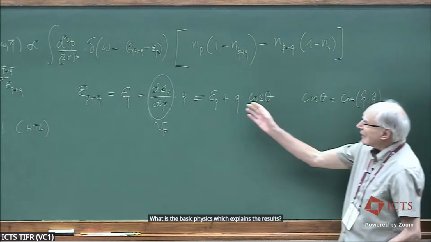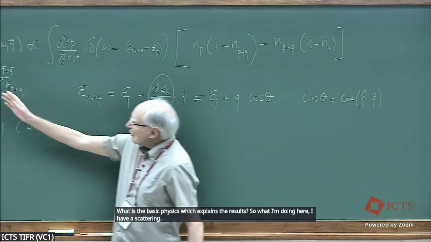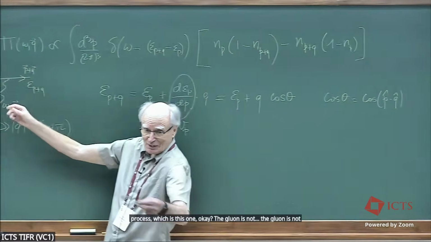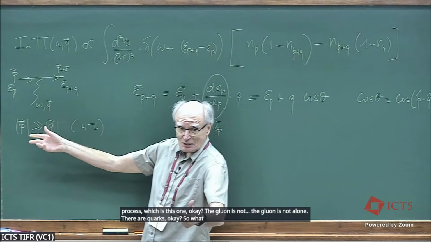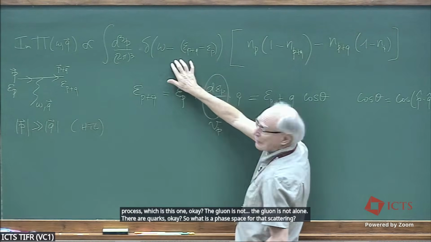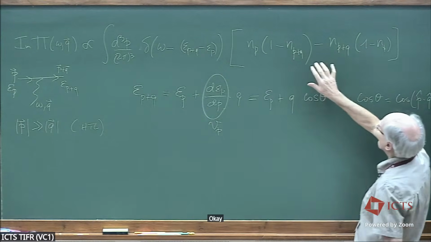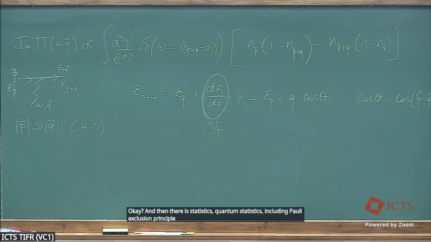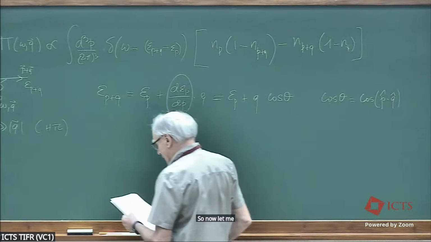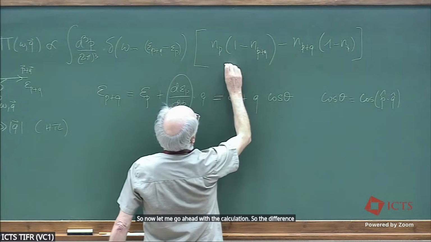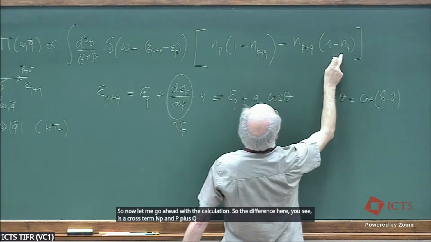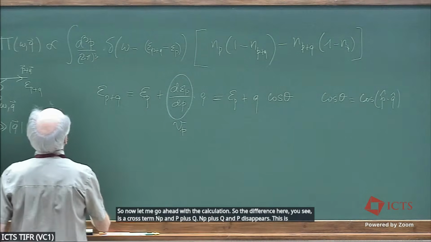So what I'm doing here, I have a scattering process, which is this one. The gluon is not alone. There are quarks. So what is the phase space for that scattering? There's energy conservation, and then there is statistics, quantum statistics, including the Pauli exclusion principle. That's all. So now let me go ahead with the calculation. So the difference here, you see the cross term n(p+q), n(p+q), n(p) disappears. This is standard in this kind of calculation.